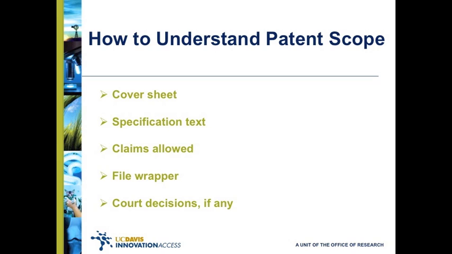This correspondence is collected together in what is called a file wrapper, and that file wrapper is available from the patent office. That correspondence frequently provides much greater insight as to what the scope of the claims really are, what areas have been given up by the owner of the patent in order to get a patent issued. Therefore, it's critically important to look at file wrappers when trying to determine if an issued claim is as broad as it may appear to be. And then finally, court decisions regarding that patent and maybe others that impact your patent can be very important in terms of looking at your patent scope.